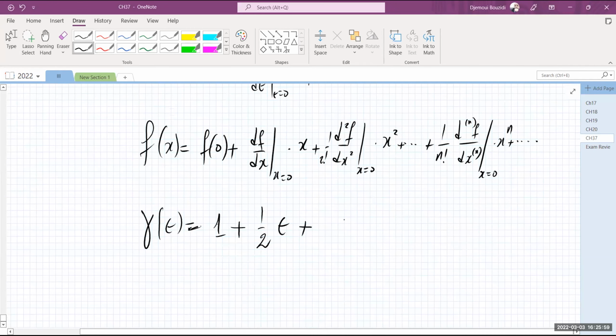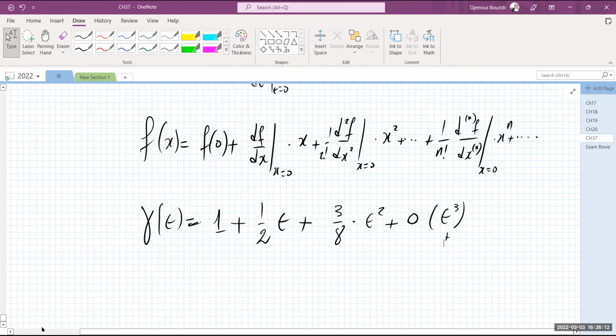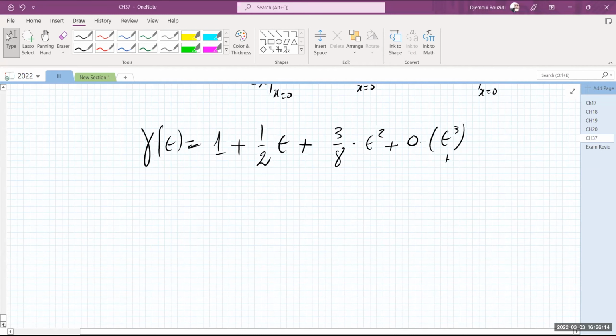So plus 3/8 times epsilon squared plus terms that I'm going to ignore of the order of epsilon cubed. So anything below that is 0. That's basically how we write it down. Now let me go back into the expression as we wrote it. Gamma as a function of v.